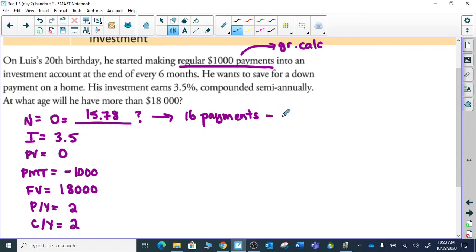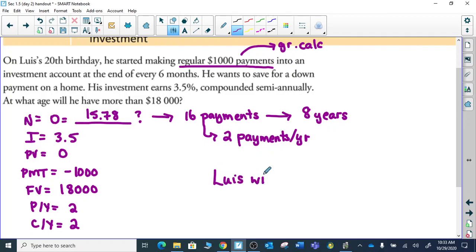They want to know at what age will Lewis have his money of $18,000. So 16 payments in this case means it's going to take him 8 years. He makes 2 payments per year. Keep in mind, it's 2 payments per year. So that means that it will take him 8 years. So in the end, Lewis will be 8 years older. So he will be 28 years old, which is what they were asking us to answer in this particular question.